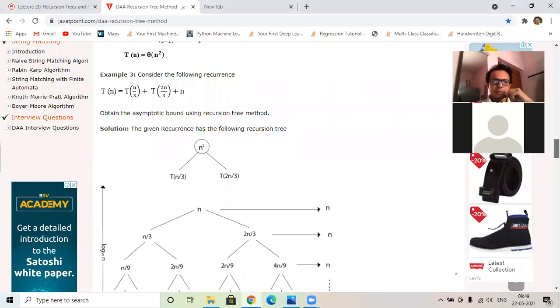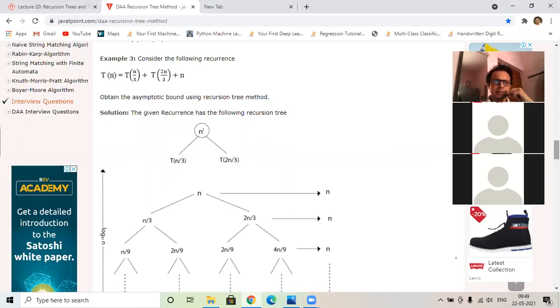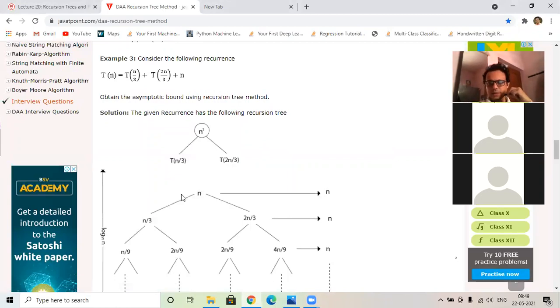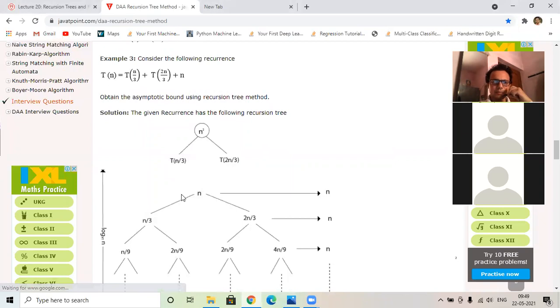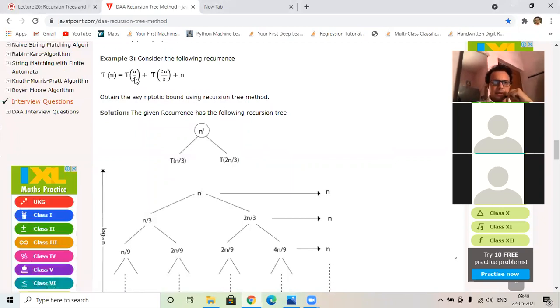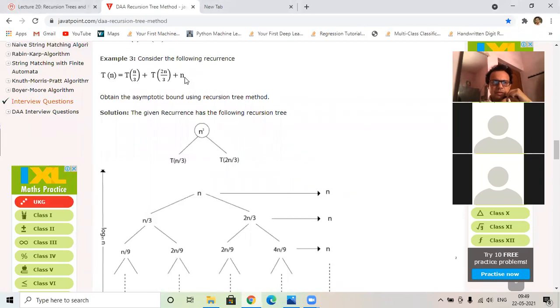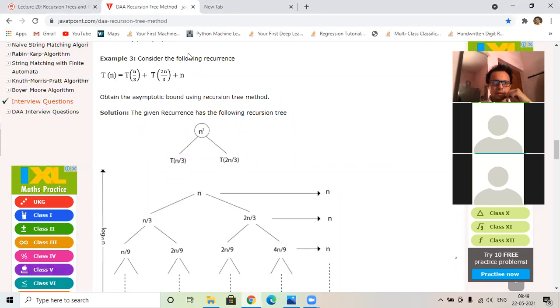Yes sir. Another example I'm taking today. There is a network problem, that's why it is disconnecting again and again. Another example: Tn is equal to Tn/3 plus T(2n/3) plus n. So here n is the root. I wrote n squared, that is wrong. N is given here.